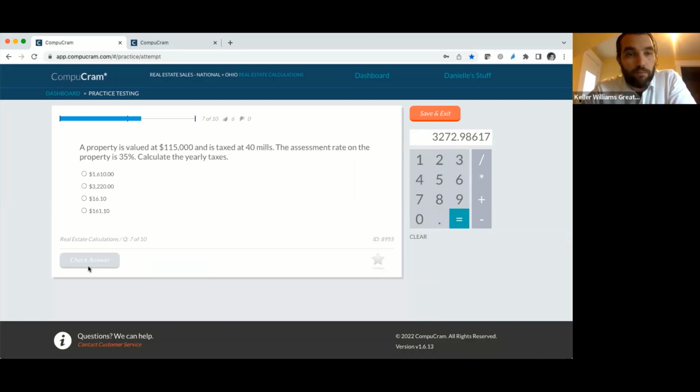Question number 7. A property is valued at $115,000 and taxed at 40 mils. The assessment rate of the property is 35%. Calculate the yearly taxes. I'm going to give you 1 minute on this one since we've done a few of these.